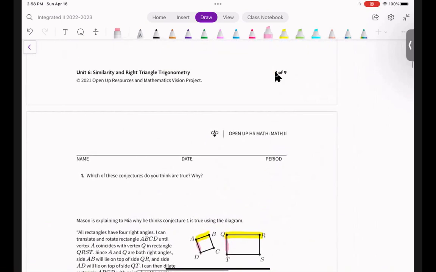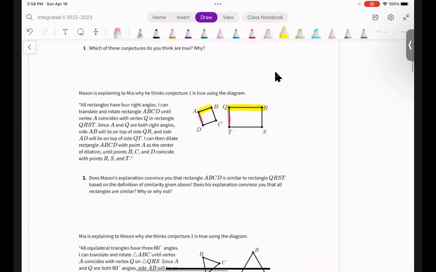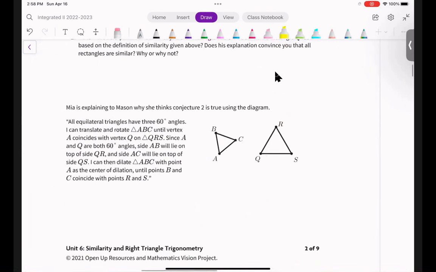The criteria for similarity, and I'll highlight these here, is number 1, they have to be able to rotate, reflect, translate, and dilate. Okay. So number 1, she says all equilateral triangles have 3 60-degree angles. So then she's saying this is congruent to this, congruent to this, congruent to this, congruent to this, congruent to this. And so far that's good.